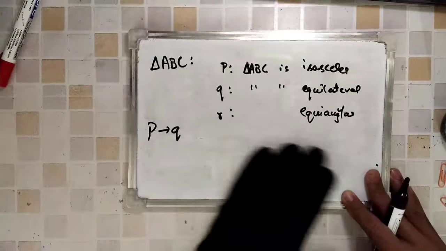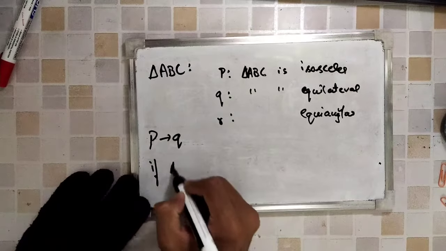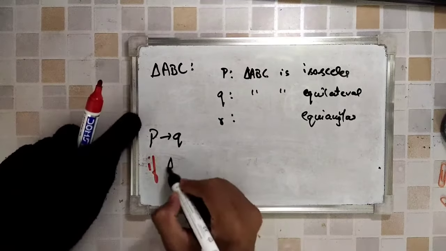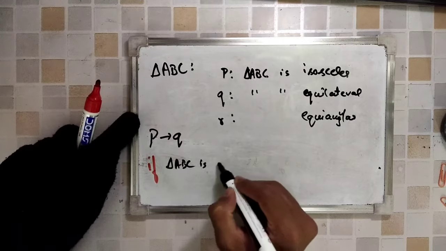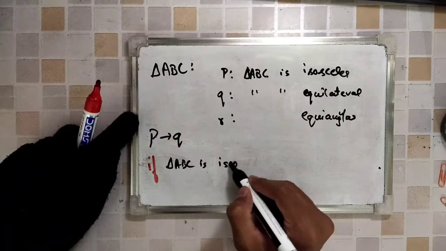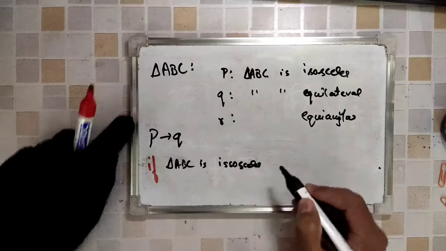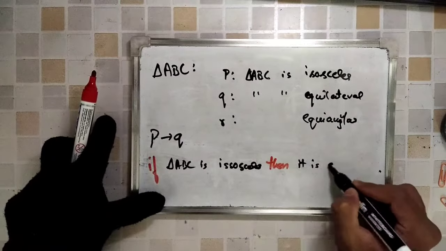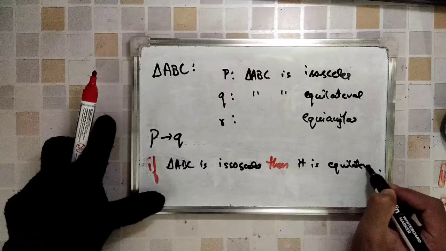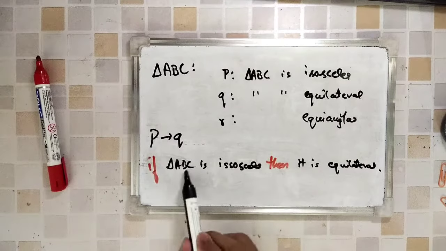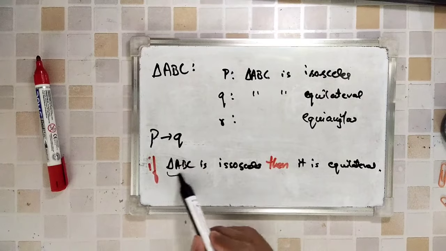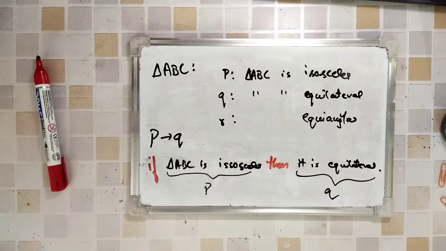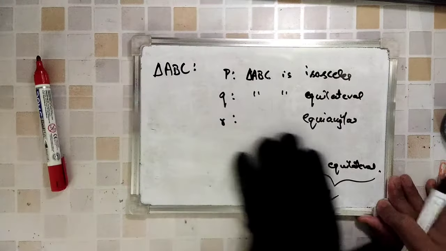I hope you are understanding. Let me write. If triangle ABC is isosceles, then it is equilateral. You understood, right? So P and Q are same to same, just before P, if comes. See here, this is P and this is Q. Very simple. Now let us move on to another question.